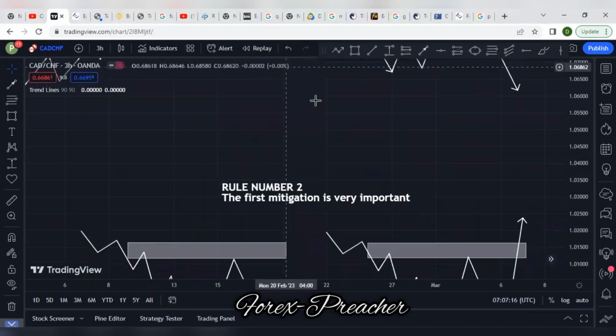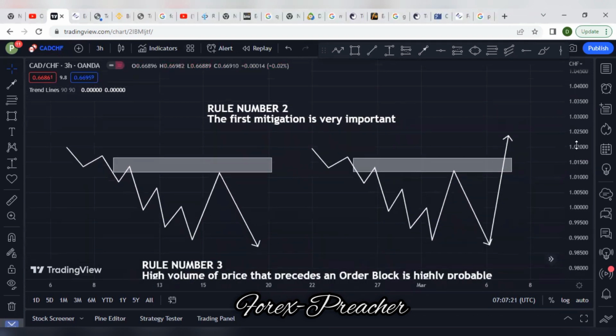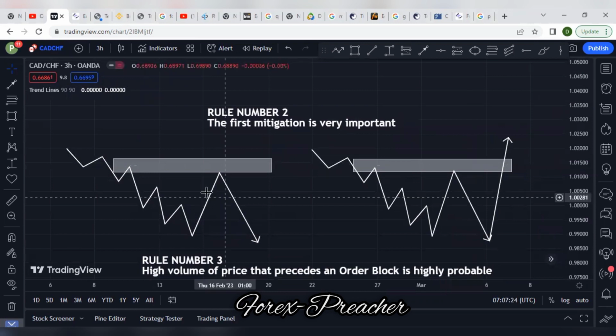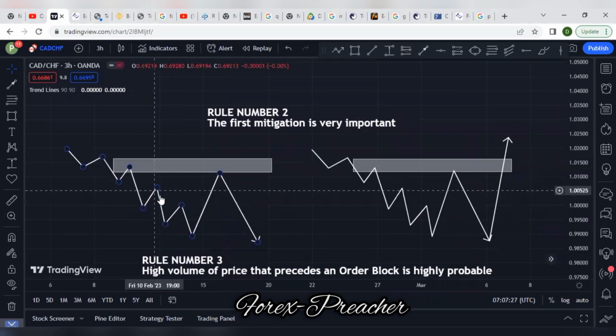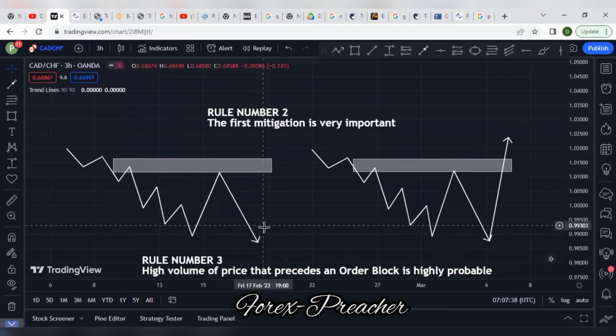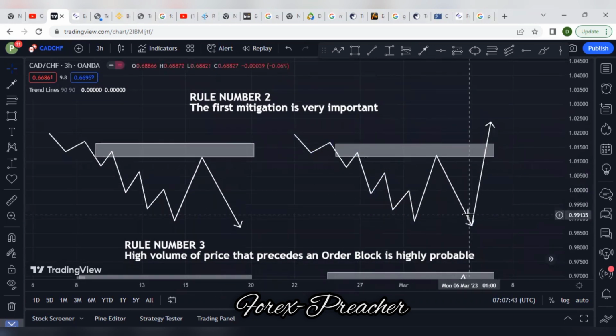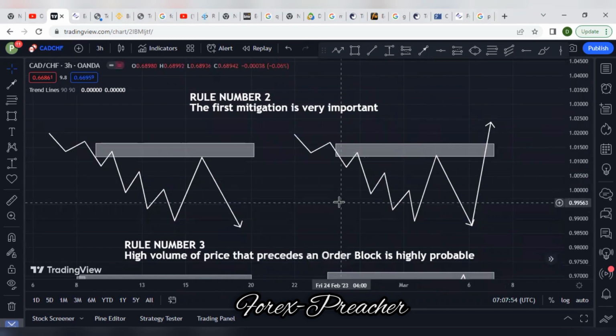Now, rule number two. The first mitigation from your supply or demand zone is very, very important. As you can see on this particular chart, we have our zone over here, price pulled up to this zone, and this is our first mitigation of this order block. And then you can see price pulling down. Now, this is also a different chart. Now we see our first mitigation. Now, this is the second mitigation. On the second mitigation, price is likely to break through. Even though it can also hold, the first one is very, very important. So take note of that.